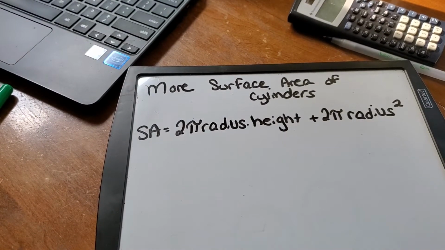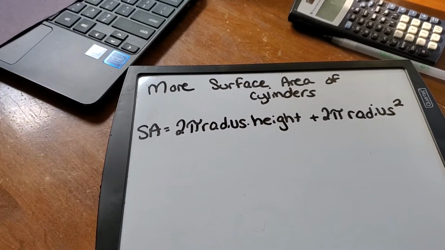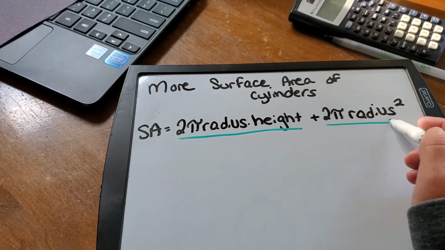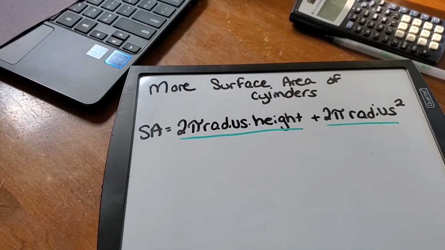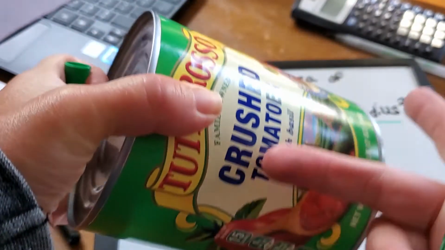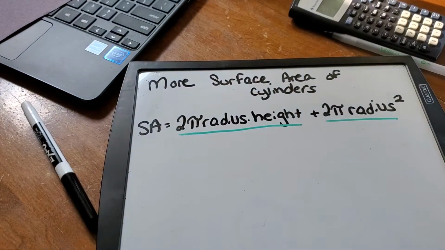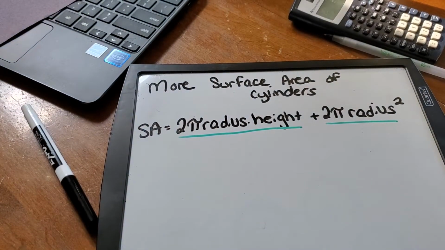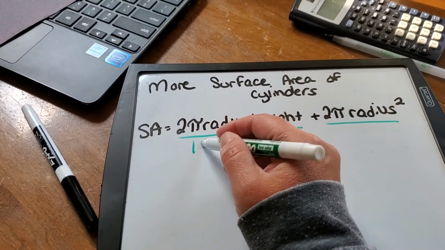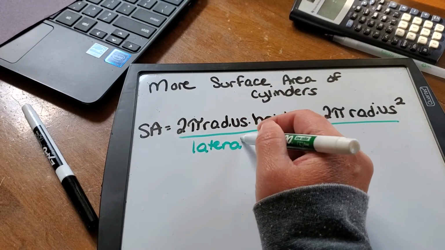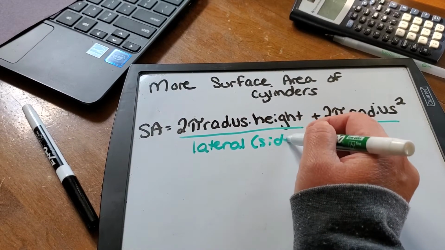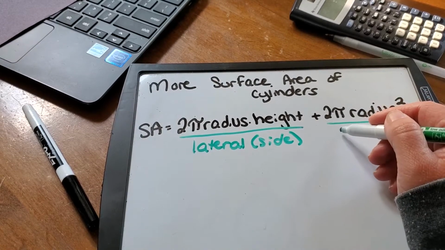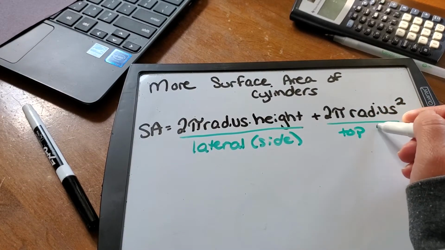What I need to make sure you understand is which part of this formula deals with the lateral area, the area of the paper that went around the side of the can, and which part of that formula was the circles, the top and the bottom of the can. Hopefully you know that this is the lateral area. It goes around the side of the can where I wrapped that paper around. And this 2 pi r squared is the circles. It's the top and the bottom.